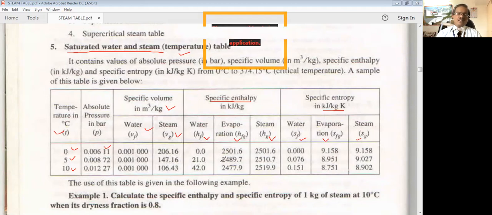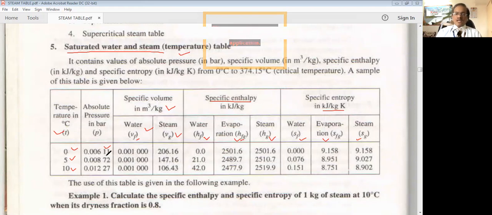Here we see that suffixes are being used. The suffix f is used for the water, the suffix fg is used for the evaporation, and the suffix g is used for the dry steam. It may be for the specific volume, the enthalpy, or the entropy. So in a similar table, at a given temperature or pressure, we can read the value corresponding to either the temperature or the pressure.